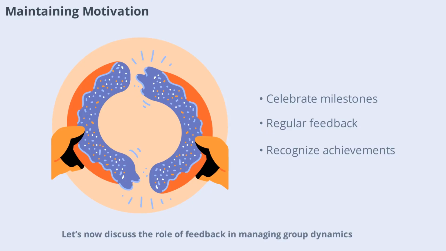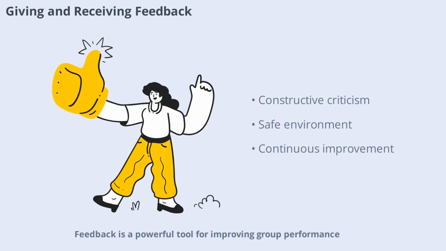Let's now discuss the role of feedback in managing group dynamics. Feedback is a powerful tool for improving group performance. Constructive feedback helps members understand what they're doing well and where they can improve. Leaders should encourage a culture of open, honest feedback where everyone feels safe to share their thoughts. It's important to focus on specific behaviors rather than personal traits and to balance positive and negative feedback. By making feedback a regular part of group interactions, teams can continuously learn and grow.